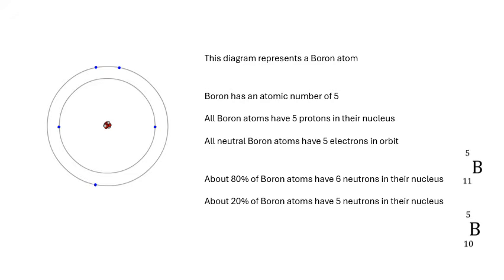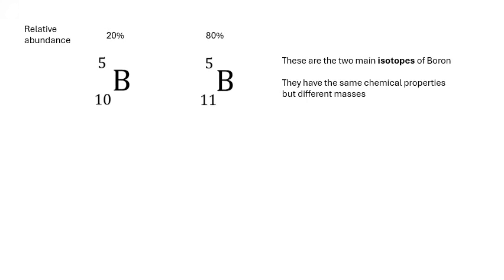So these are still boron because you've got 5 protons, but you've got different numbers of neutrons. And these different types of boron are called isotopes of boron. Yeah, these are the 2 main isotopes of boron. There's actually a couple of others, but they're very rare. They've got exactly the same chemical properties, only the boron-11 is going to be heavier. It'll be heavier because it's got more neutrons.